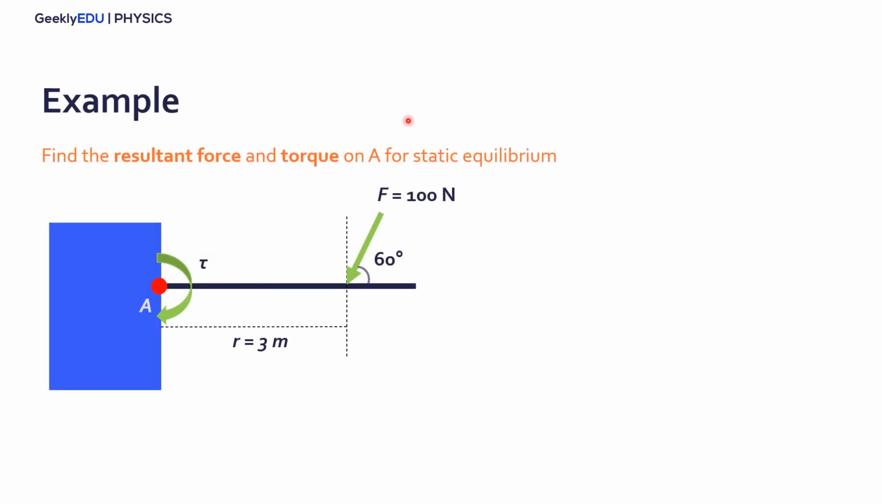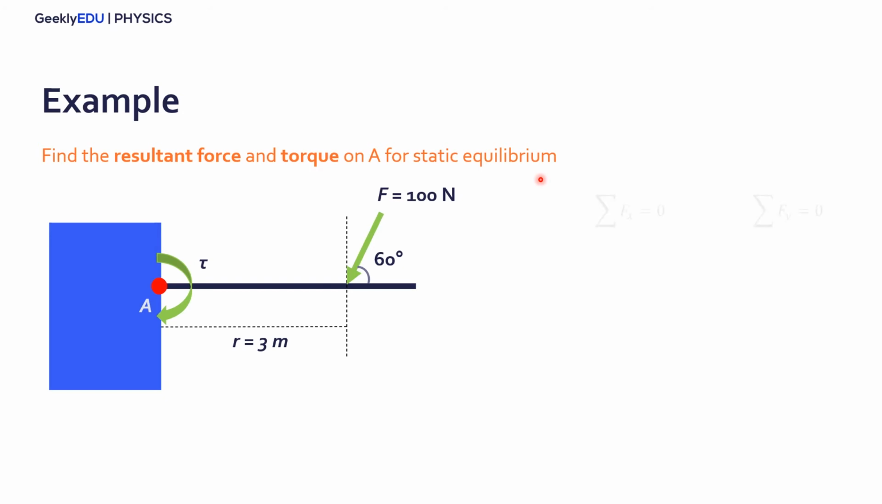Okay, so here's our example. We have the same beam pinned to point A, but now the distance R is 3 meters, our angle is 60 degrees, and the force applied is 100 newtons. We want to find the resultant force and torque on A for static equilibrium. In other words, we want to find the reactions on A in order for this beam to be in static equilibrium, or not moving.